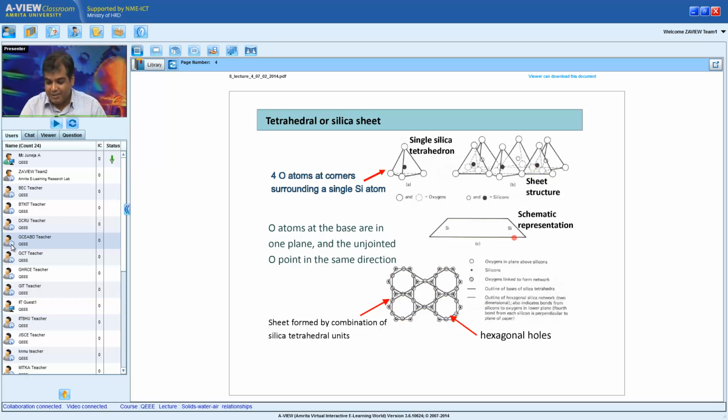Okay, so that's the representation, and you write silica in the middle just to show that there is silica in the center. To summarize, the oxygen atoms at the base are connected in one plane, and the unjoined oxygen atoms all point in the same direction. If these are connected together and I look at the top view, it looks like a hexagon.